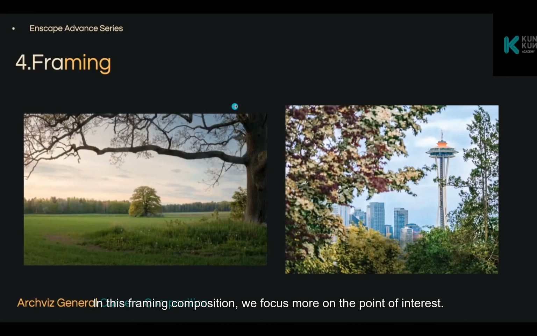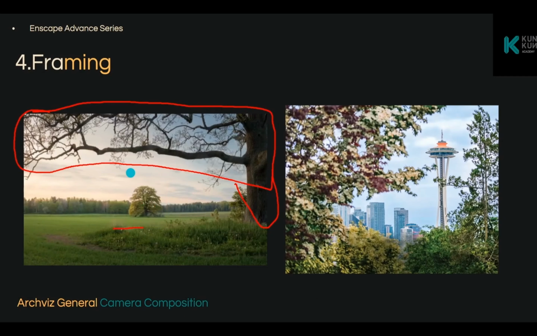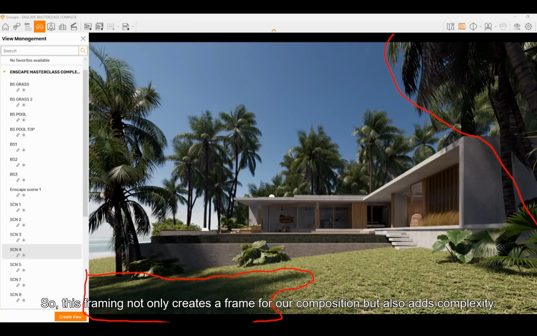In this framing composition, we focus more on the point of interest. This tree, it's like guiding our eyes directly towards the tree in the center. And indirectly, even the grass is part of the framing as well. This coconut tree is part of the framing in this rendering. And also, we use the shadow as part of the framing. So this framing not only creates a frame for our composition, but also adds complexity. If we remove the coconut tree, it will look more flat.